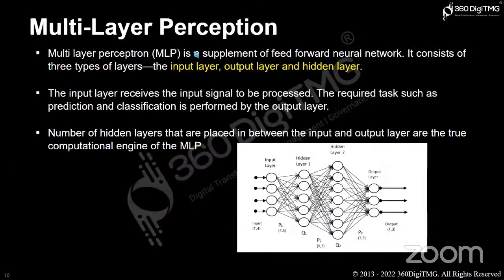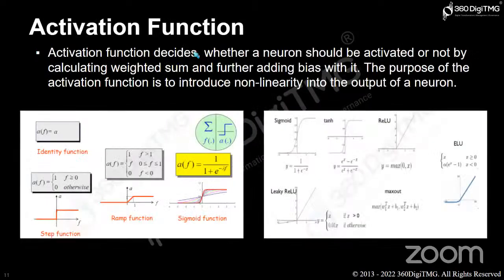Now in this, we have multiple activation functions. According to our need, we have to decide which activation function to take. This activation function decides whether a neuron should be activated or not by calculating the weighted sum and further adding bias to it. The purpose of the activation function is to introduce non-linearity to the output of a neuron.